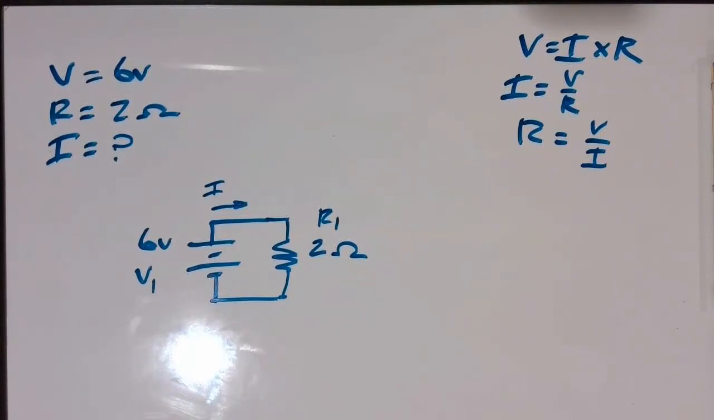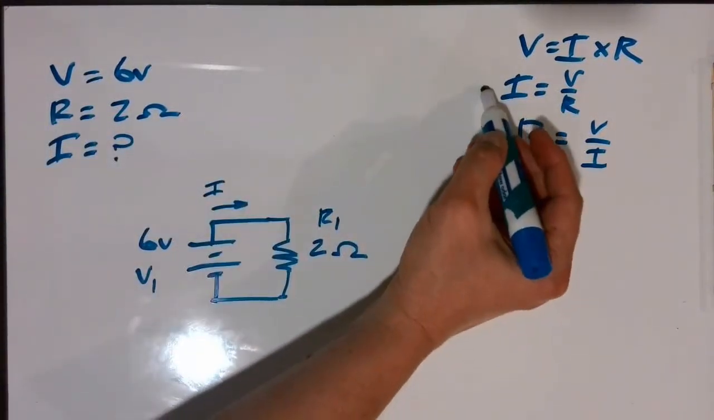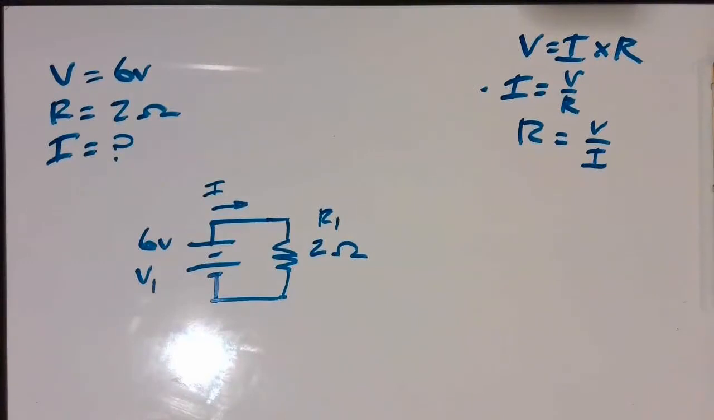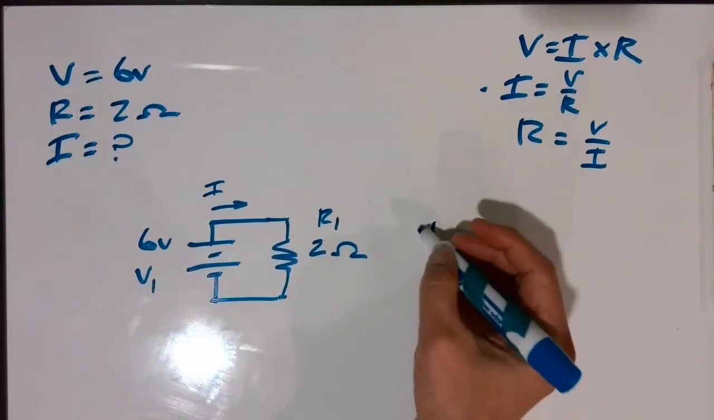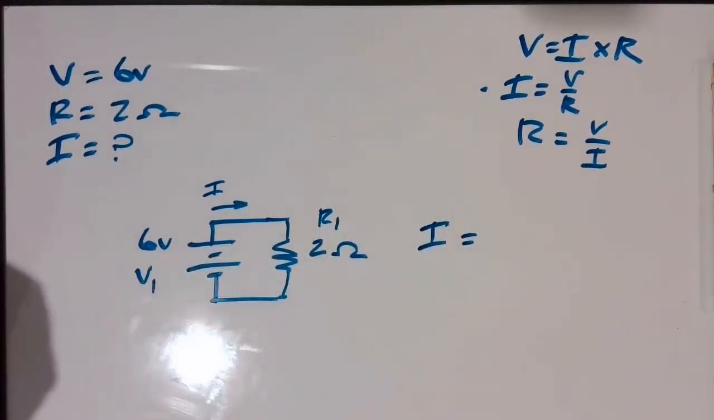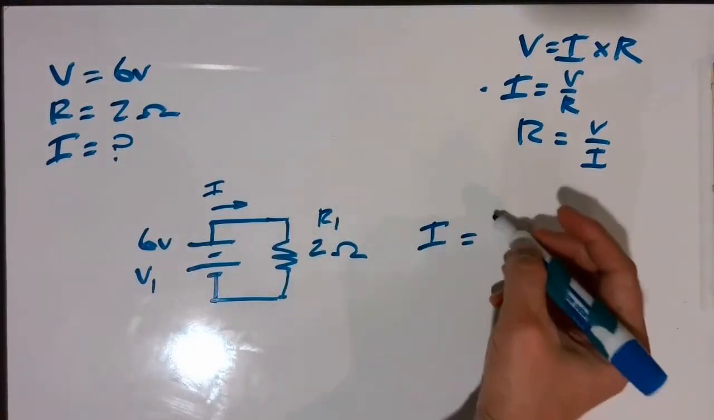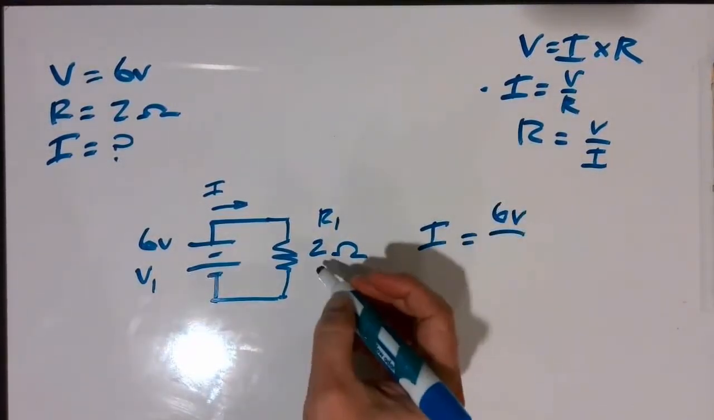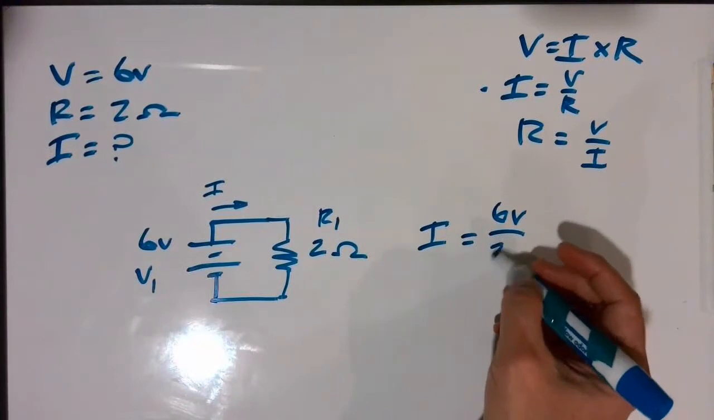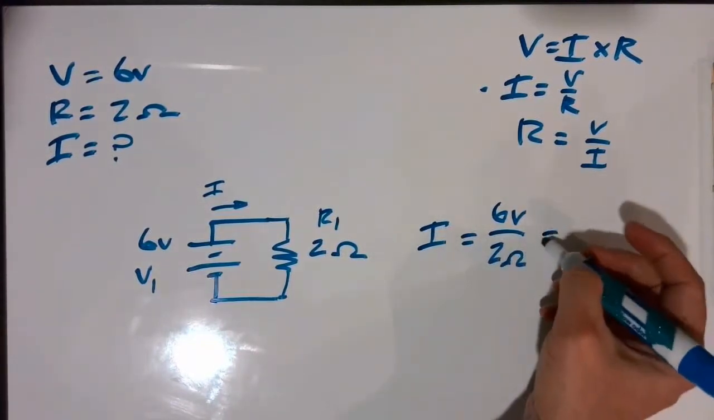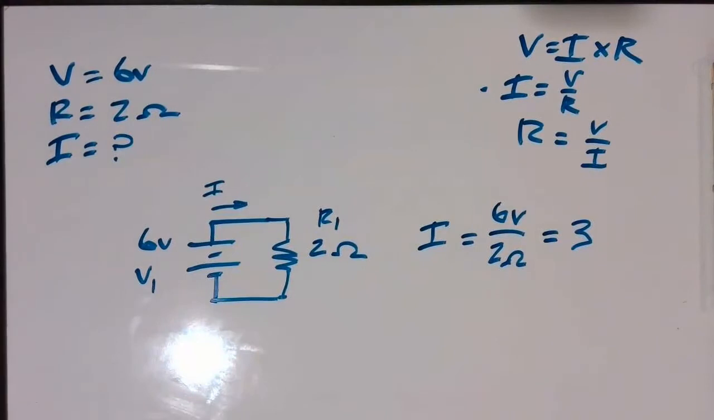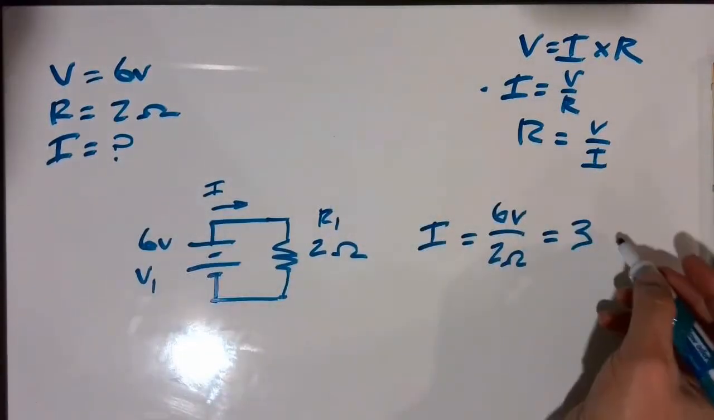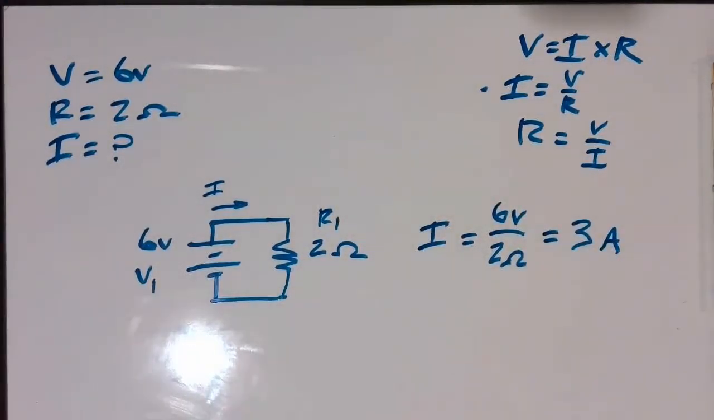So in this case, if we're solving for current, we want to use this formula up on the top right, in the corner here, I equals V over R. So if we write this out, I equals, we simply plug in the values for voltage, in this case 6 volts, divided by the resistance, 2 ohms, and we get an answer of 3. The question is, what are the units? Well, with current, we're working with amps, which is short for ampere. So we'd write this as 3 A, and that would be our final answer here.